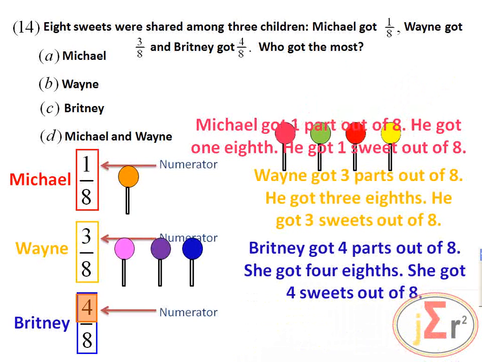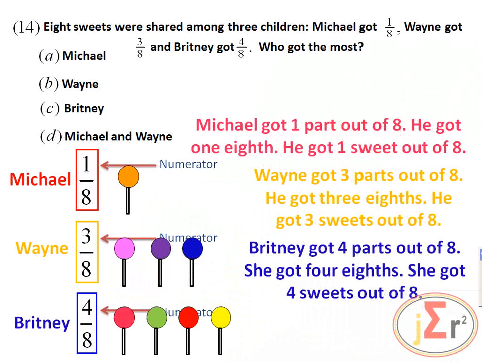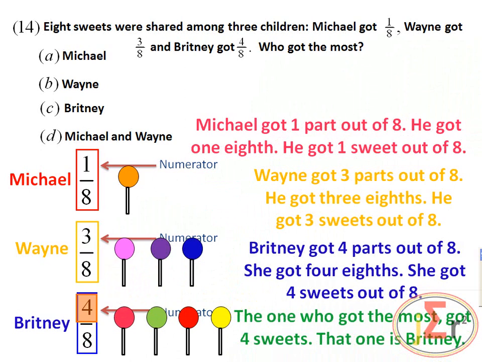And Brittany got 4 parts out of 8. She got 4 sweets out of 8 sweets. The one who got the most got how many sweets? 4. Right. So this got 1, this one 3, and this one 4. Which one represents the most? Brittany, with 4 sweets, right? Yes. So Brittany got the most sweets, and that is represented by option C.